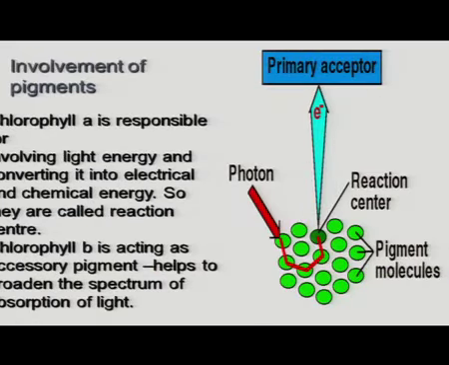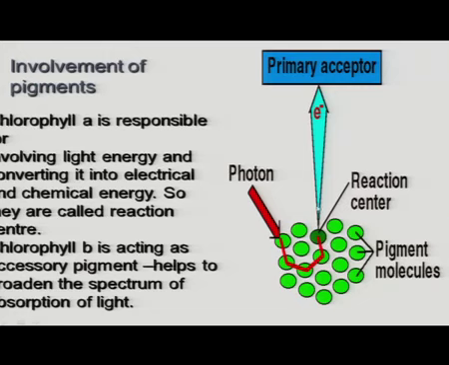Now, the question is, there are a large number of pigments: chlorophyll pigment as well as carotene and other pigments. All the other pigments, except the center molecule, that is the reaction center, are also involved in photosynthesis. They receive lower wavelengths of light, and finally give this energy to the reaction center, where the reaction is going to start.